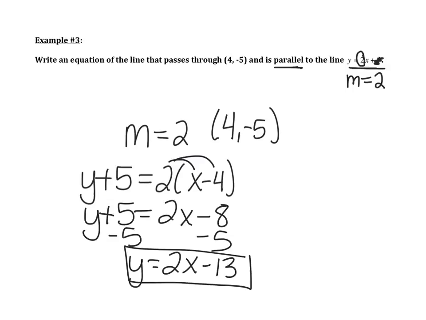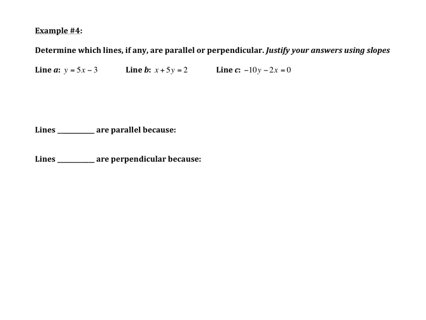And again, I was not told what form to write this equation in, so I could have stopped here, since that's technically an equation of the line through that point parallel to the given equation. But again, I just like to get y by itself, especially when the equation I was originally given had y by itself. Our last example says determine which lines, if any, are parallel or perpendicular.